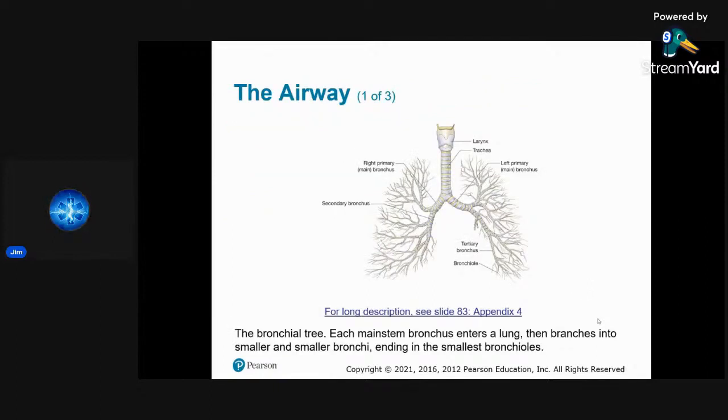This picture we've seen a few times throughout the book. It's the bronchial tree. It shows how the main stem bronchi come off of the trachea, and we go to the carina, which is the split in the bronchi. We've got the main stem bronchi, and then they start getting smaller and smaller and branching out, and they eventually become bronchioles, which is the smallest version that attaches to the alveoli.